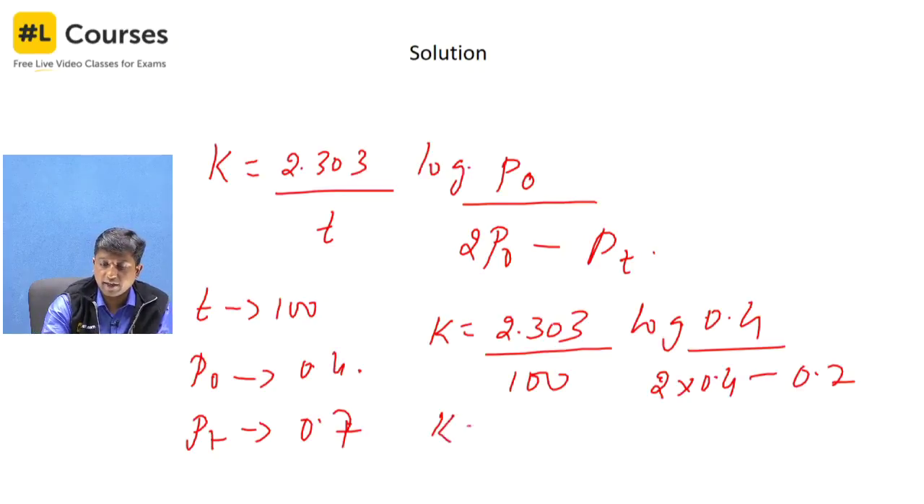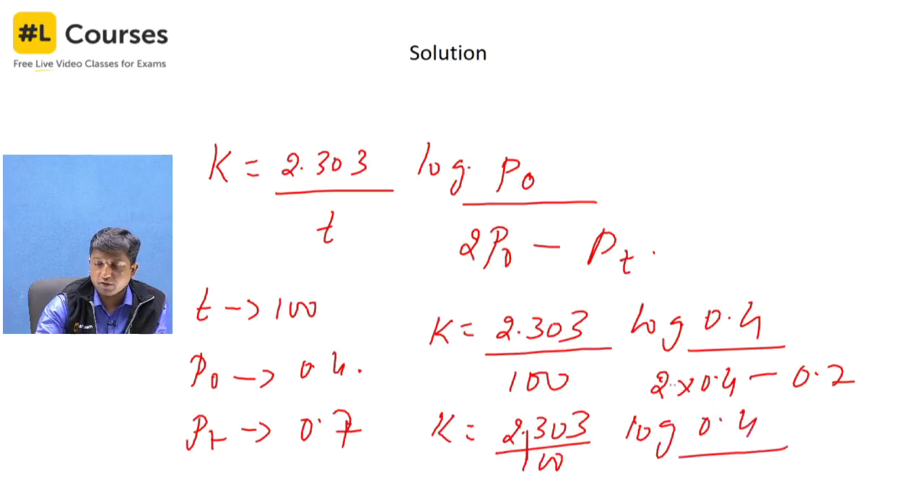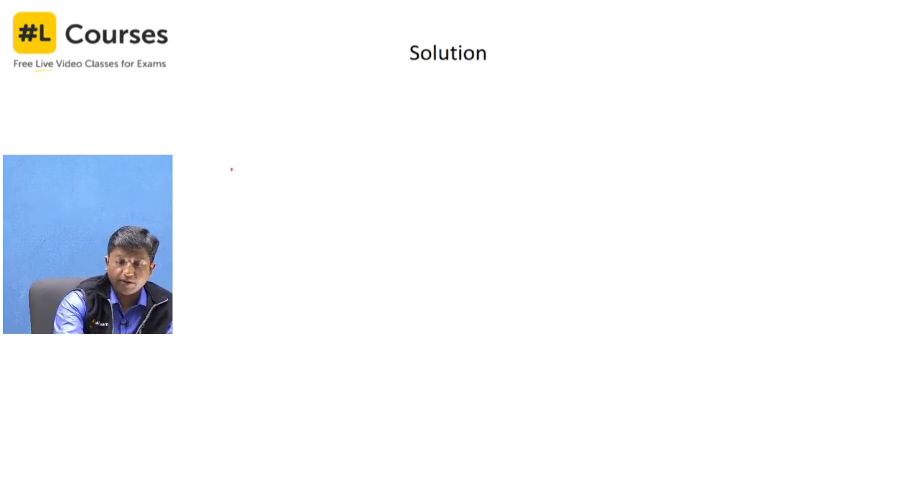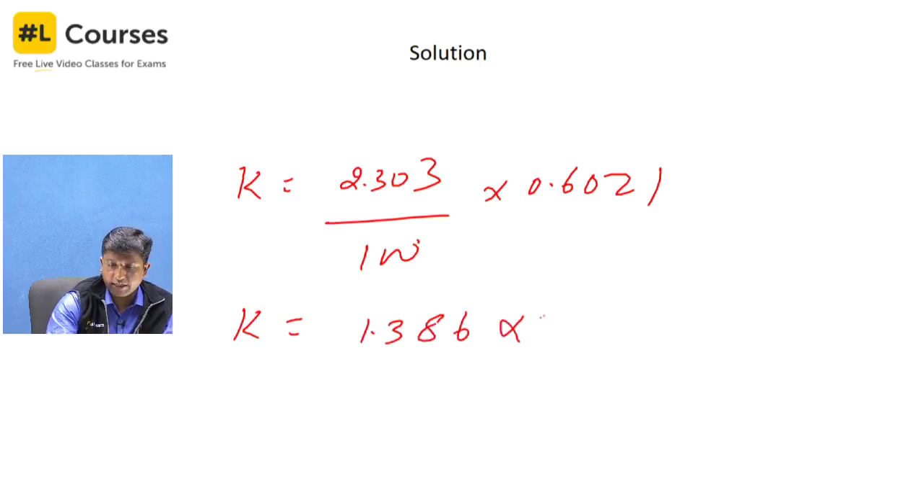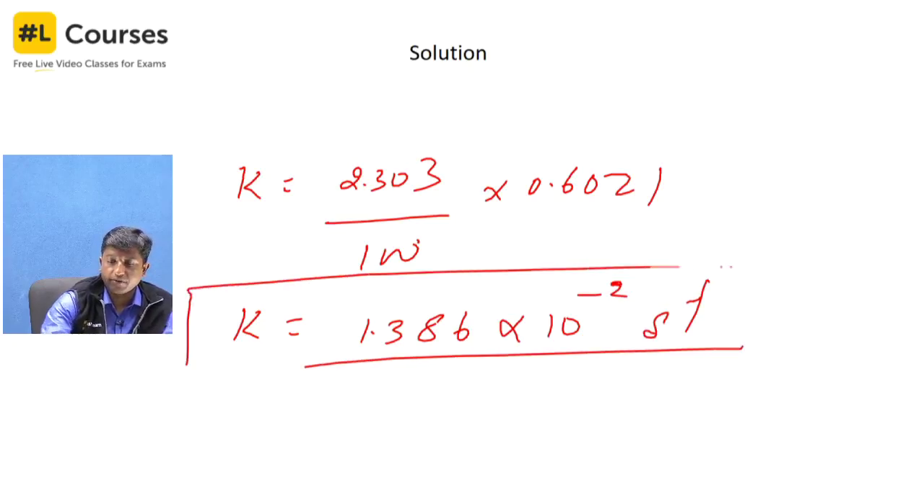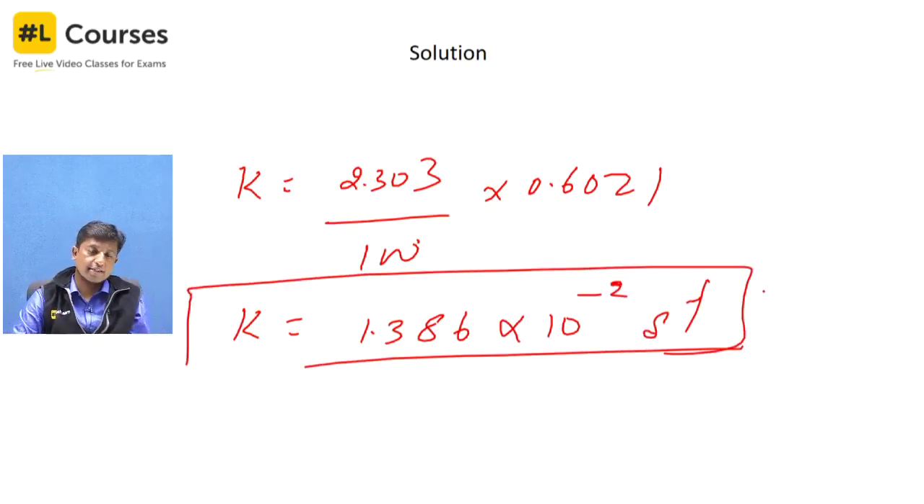So you are going to get K will be equal to 2.303 divided by 100 into log of 0.4 divided by 0.8 minus 0.7, which is 0.1. If you simplify this, K will be equal to 2.303 divided by 100 into log of 4, and log of 4 gives you 0.6021. So K will be equal to 1.386 into 10 power minus 2 per second. So this is the final answer, students.